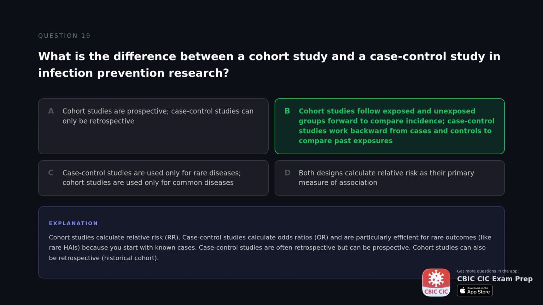The correct answer is, cohort studies follow exposed and unexposed groups forward to compare incidence. Case control studies work backward from cases and controls to compare past exposures. Cohort studies calculate relative risk or RR. Case control studies calculate odds ratios and are particularly efficient for rare outcomes like rare HAIs because you start with known cases. Case control studies are often retrospective but can be prospective. Cohort studies can also be retrospective, a historical cohort.